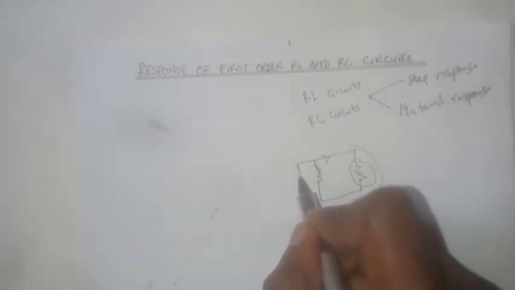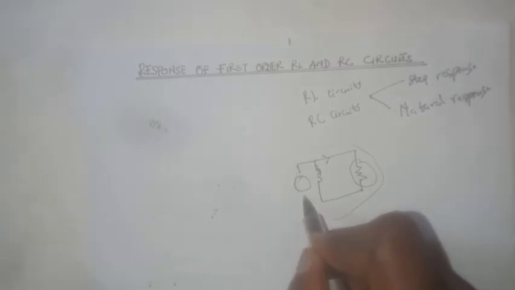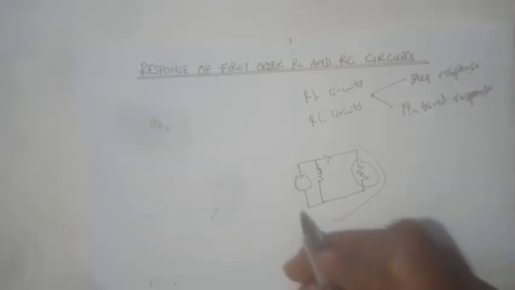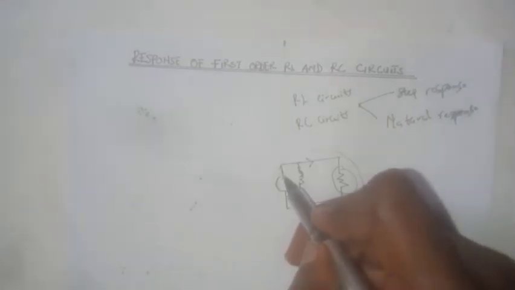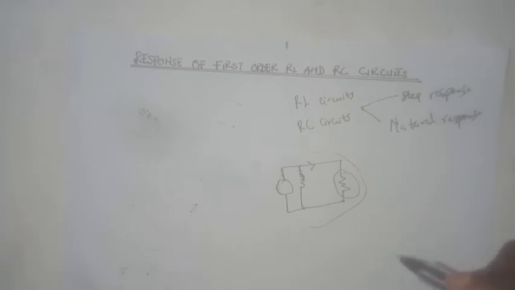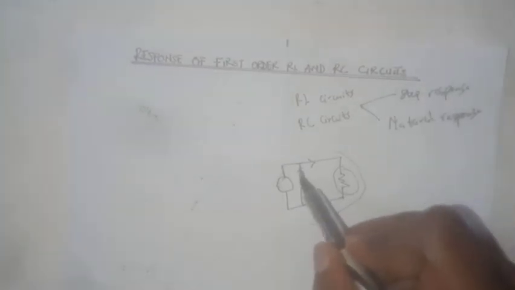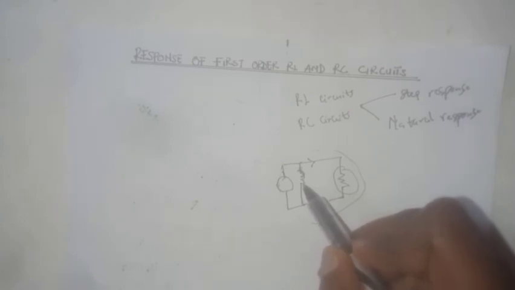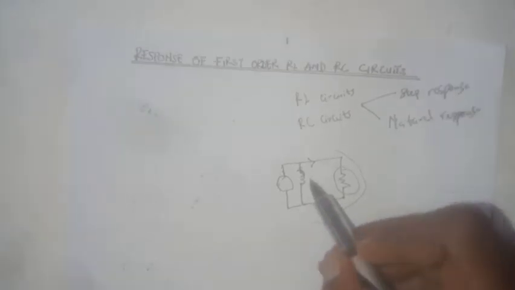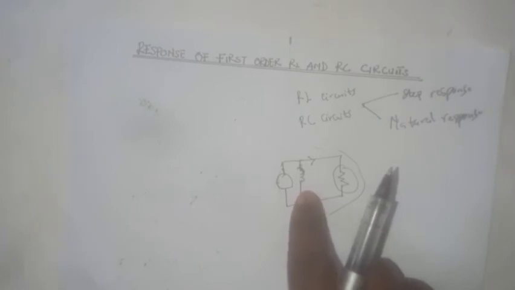But in the case where we have a power source connected across it, then we are now looking at what we call the step response. That is when we now consider the behavior when there is a voltage or current source influencing the behavior of the circuit. This could be a capacitor, this could be an inductor, as long as it is an energy storage element.